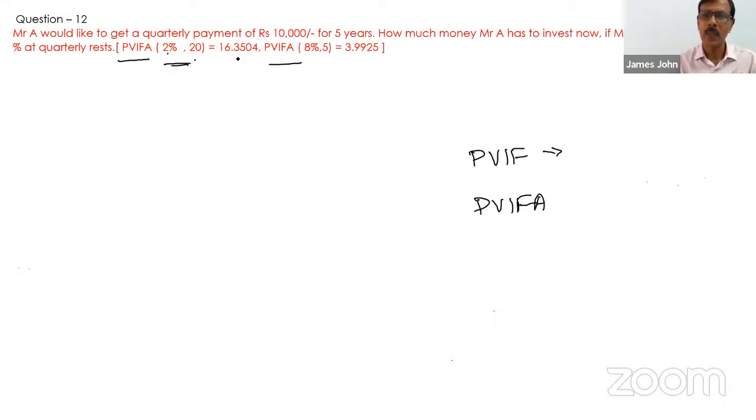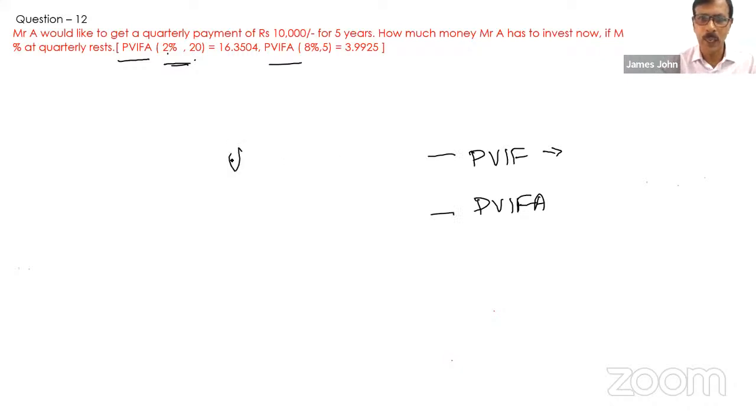So here, what is the annuity amount? Here the annuity amount is 10,000. So for 1 rupee, this is the factor. So for 10,000, how to get it? Multiply with 10,000. Straight away, you need not use the formula. So that is the meaning of PVIFA. Understand?